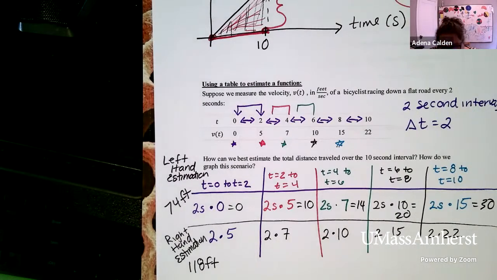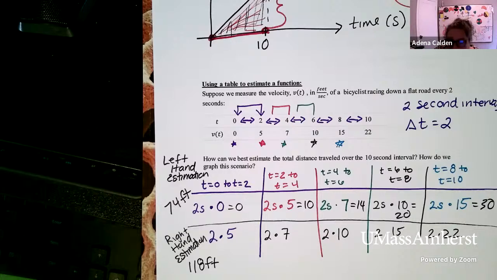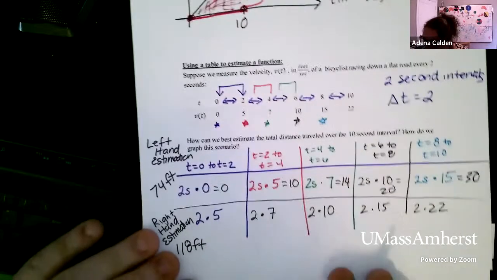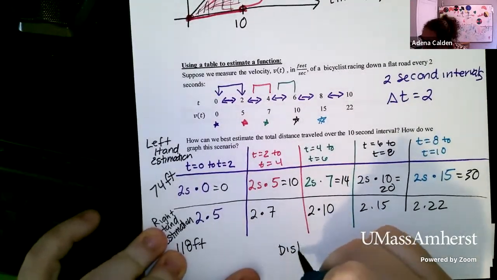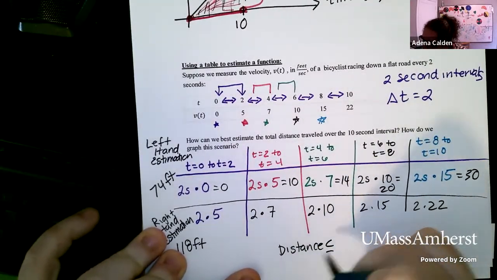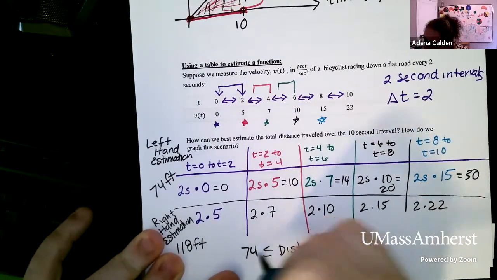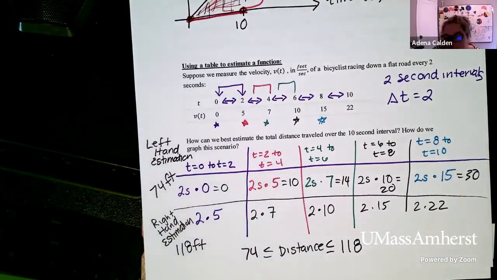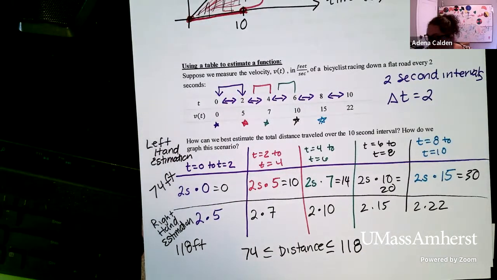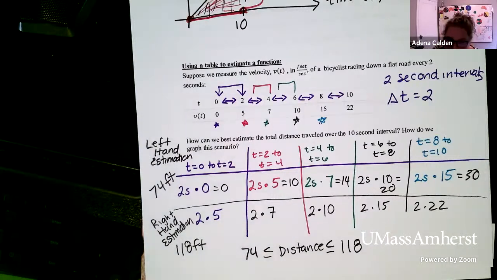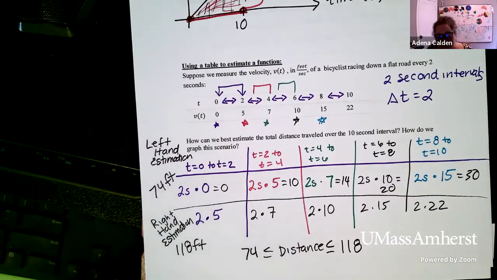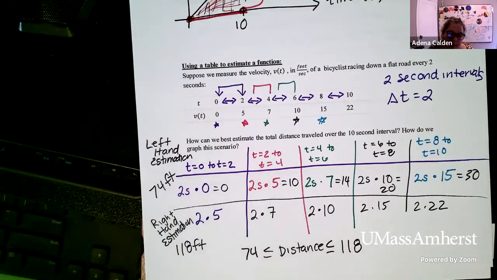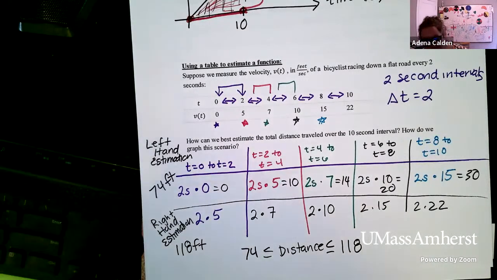So when we do this type of work, the bigger number we call the overestimate, and the smaller number we call the underestimate. And what does this tell us? This tells us that the actual distance traveled has to be between 74 feet and 118 feet. The actual area under the curve has to be between the overestimate and the underestimate. So sometimes we'll ask for the over and underestimate. Sometimes we ask for the left and right hand estimate.